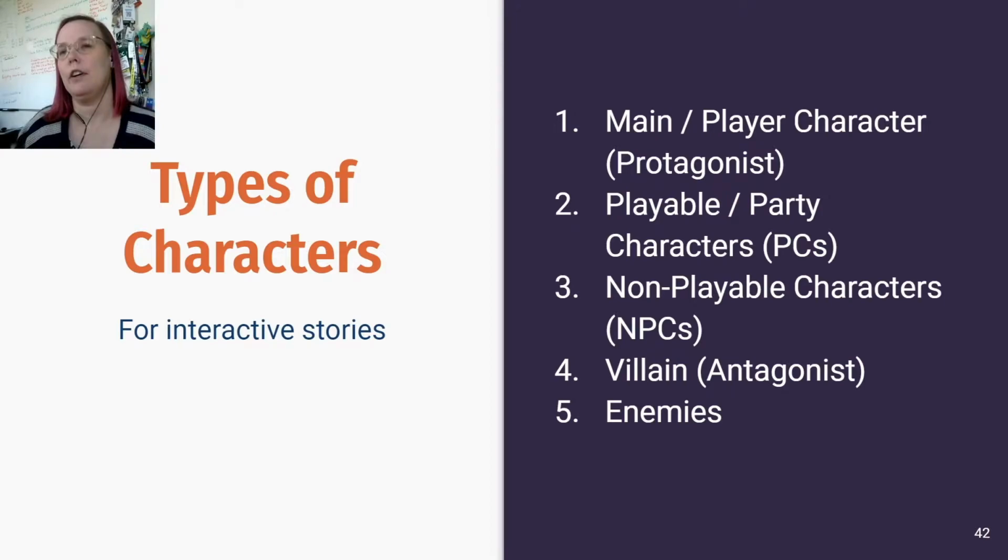So you may have a main character or a player character, also sometimes called the protagonist. Those are all interchangeable words. You probably have some playable characters or party characters, which are PCs, which may not be your main character, but the player can interact with them in some way, or can control them. There may be non-playable characters or NPCs, who are other people that appear in the world, either in a helpful or a harmful or a neutral context. There may be a villain or an antagonist, maybe several, in fact. And there may be enemies in your game.